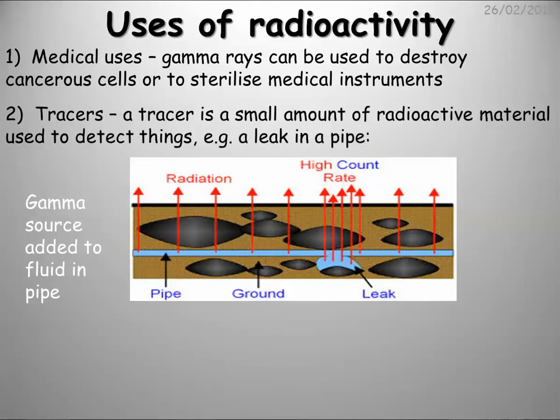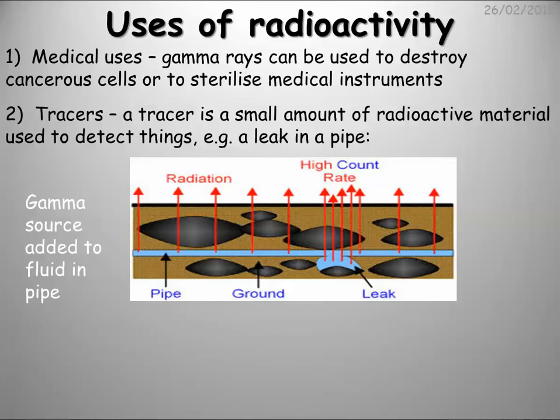A second use is as a tracer, where a small amount of radioactive material is used to detect things. In this case, there's a leak. What happens is a gamma source that dissolves in a liquid will be added to the fluid in the pipe, and it would run down the pipe. Now, it's going to be emitting gamma radiation all the time.